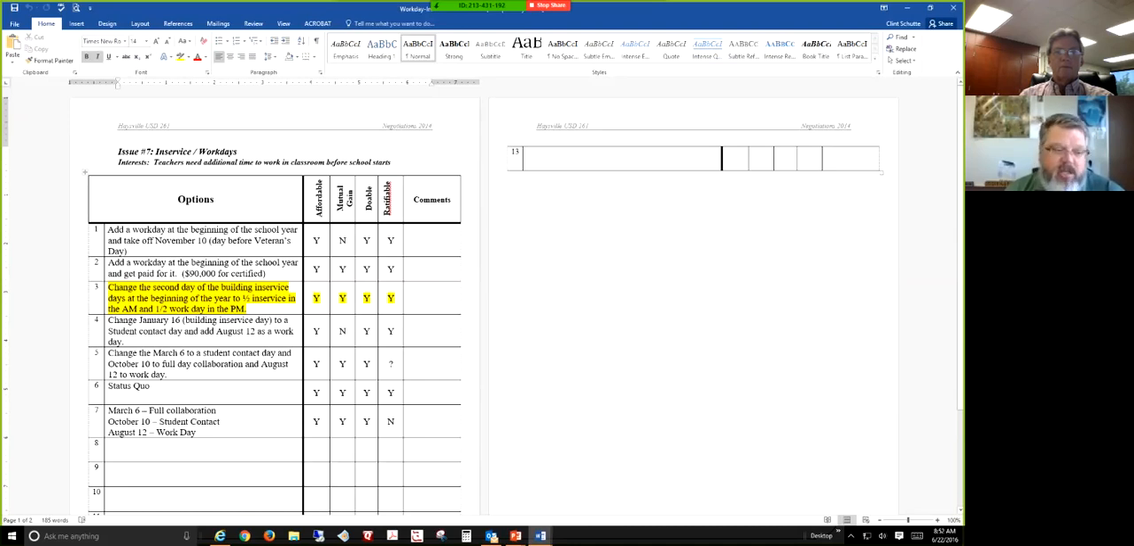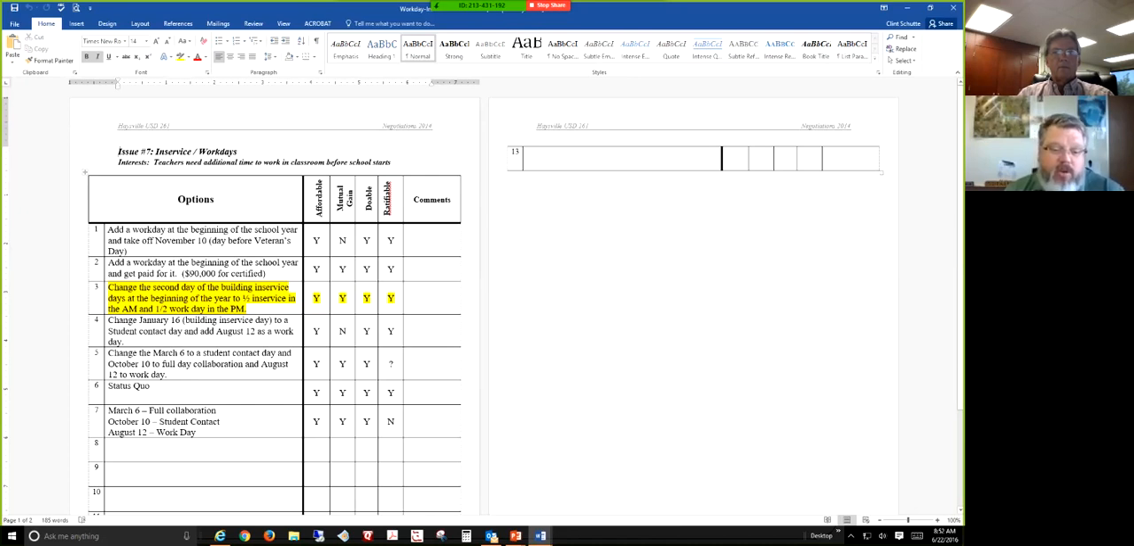So we took each option through the standards. And you can see that there are three of them, option 6, option 3, and option 2, that all got yeses. So in other words, all three of those could be the solution to this issue. So we could add a workday at the beginning of the school year and get paid for it. It's roughly $90,000 for the certified staff time. We could do nothing, leave it status quo. Or we could change the second day of the building in-service days at the beginning of the school year to a half in-service day in the AM and half workday in the PM. And that would give teachers a half-day workday increase.